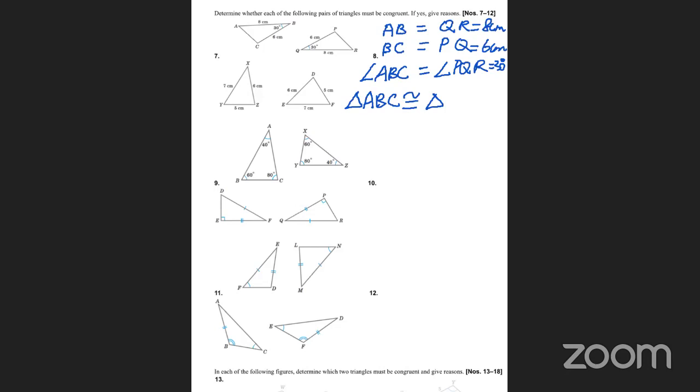Therefore, if I name the triangle starting with angle A here, for this one I have to start with R. And then how about B? B is 30 degrees, corresponding to 30 degrees here. This one is easy. Q, so R, Q, P. And then write down what you have got. I have S, A, S. This is what you need to do for question 7 to 12.